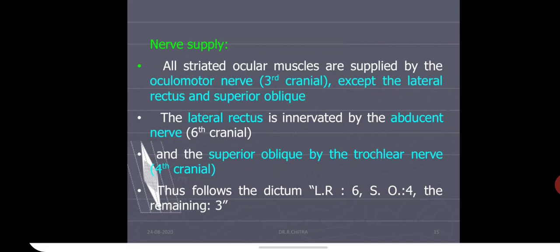Except the lateral rectus and the superior oblique. Lateral rectus is innervated by the abducent or sixth cranial nerve. Lateral rectus causes abduction of the eyeball, that's why this cranial nerve is called the abducent nerve. And superior oblique is supplied by the trochlear nerve, because the superior oblique tendon passes through the trochlea. That's why this cranial nerve is called the trochlear nerve. This we can remember by the dictum LR6, SO4, remaining 3: lateral rectus 6, superior oblique 4, remaining 3.